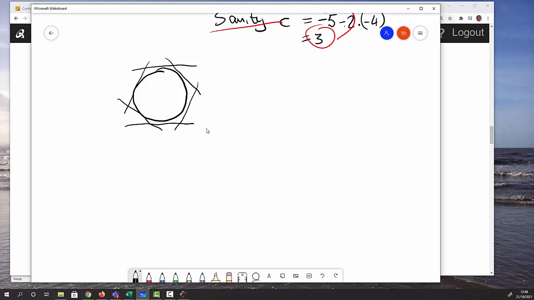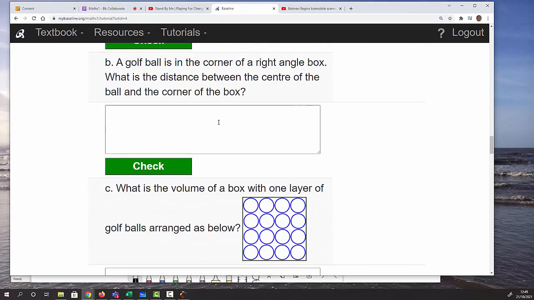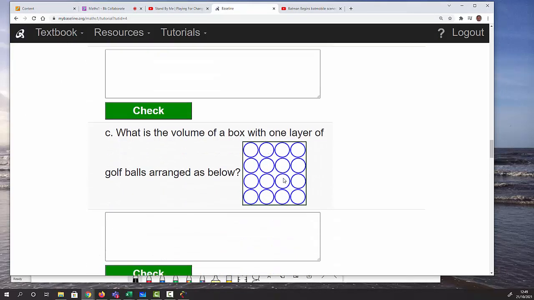Okay, so you've got a circle with a given radius, and you need to fit it into a hexagon such that these are all tangents. So that's what that is looking for. And obviously what I'm then going to go on to is sticking golf balls in a box.